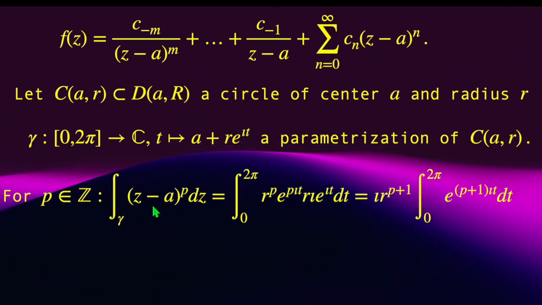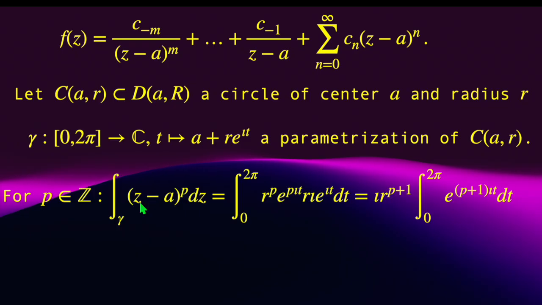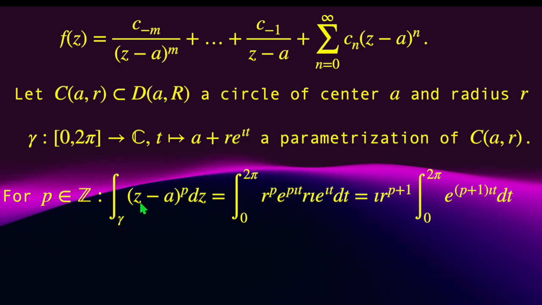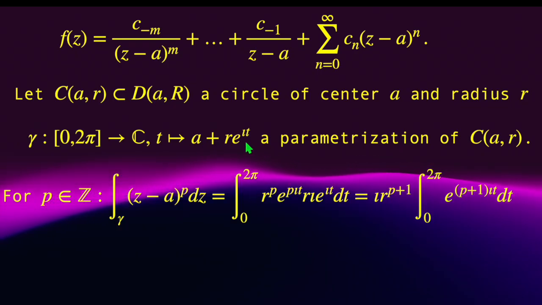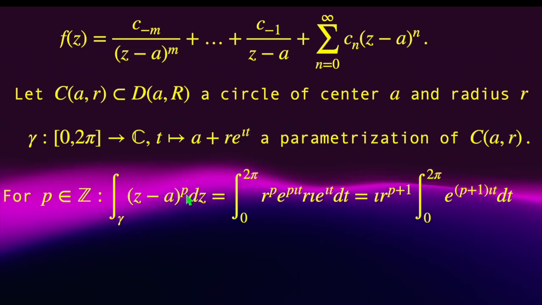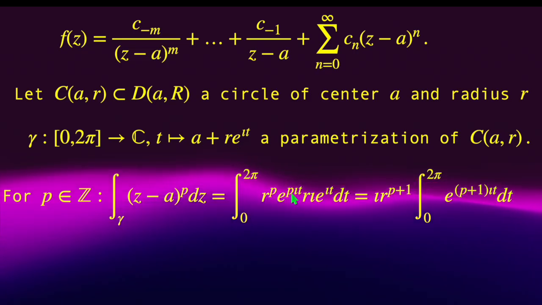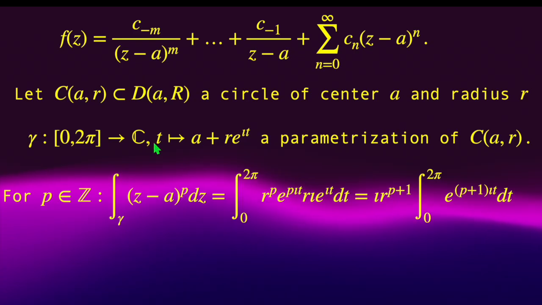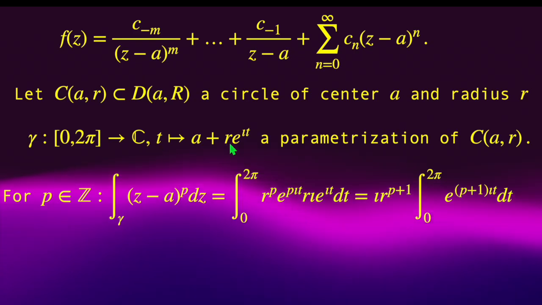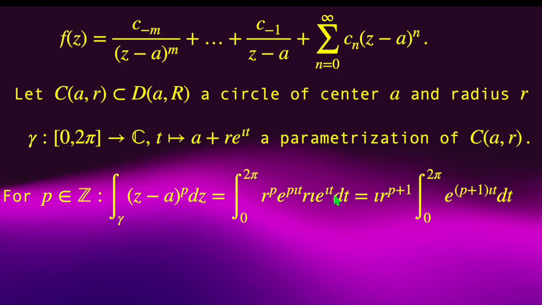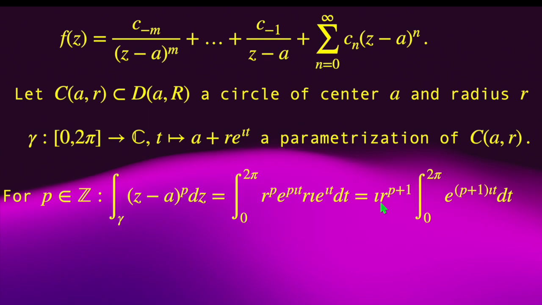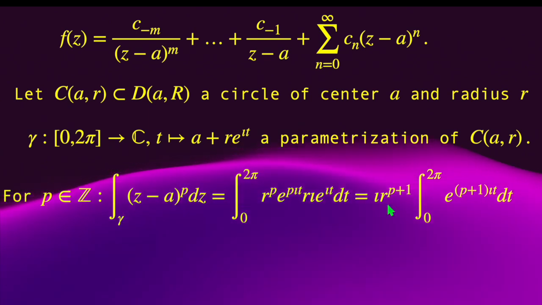So here we get gamma(t) minus a. Gamma(t) minus a is just r e^{it}, to the power p, so we get this quantity. Now the derivative of gamma(t) is r i e^{it}, and we get this quantity. So we have shown that this complex integral is equal to this one.